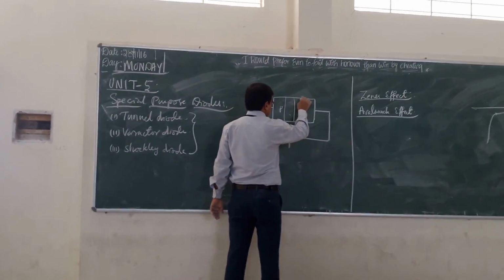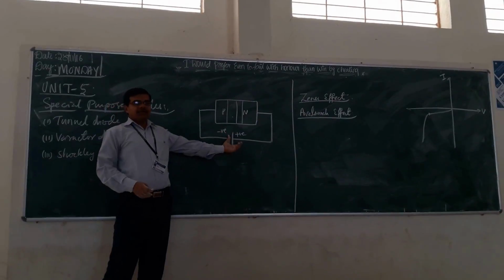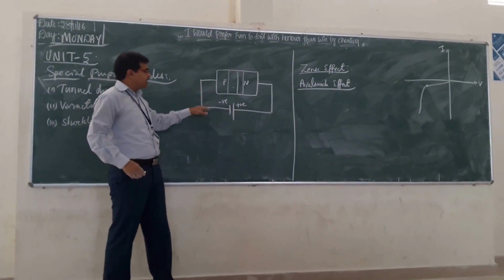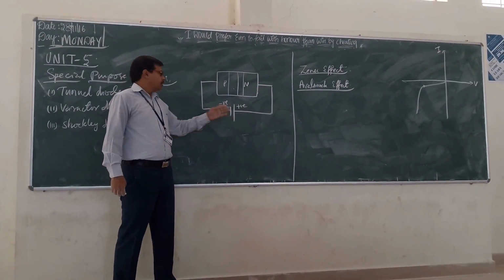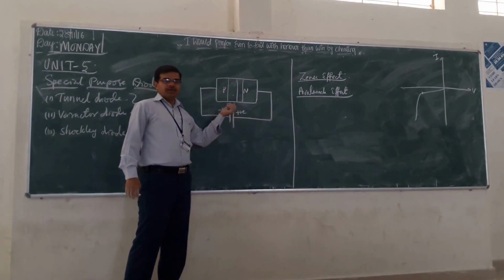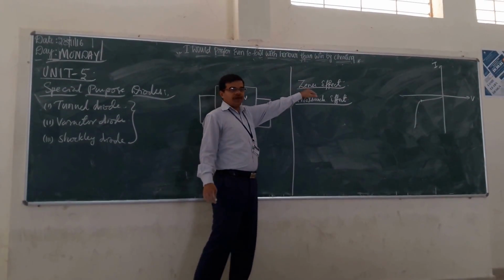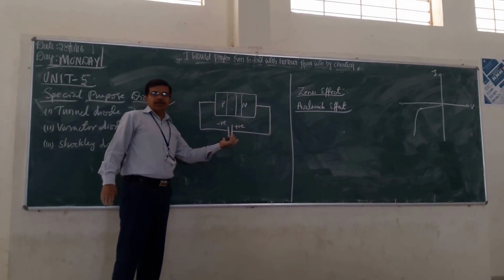Reverse bias condition means the p-type material is connected to the negative and the n-type material is connected to the positive of the battery. This is your reverse bias condition. This Zener effect occurs in reverse bias only.